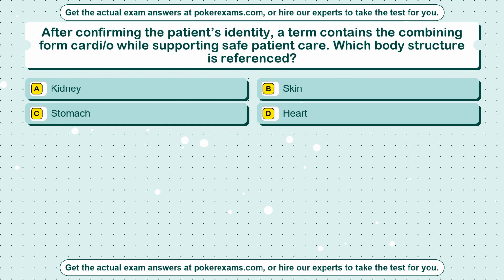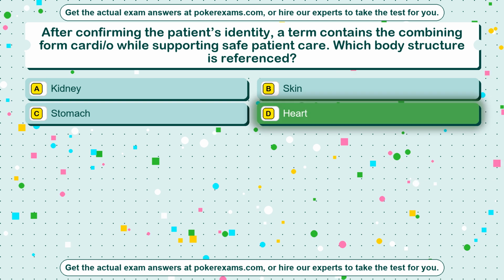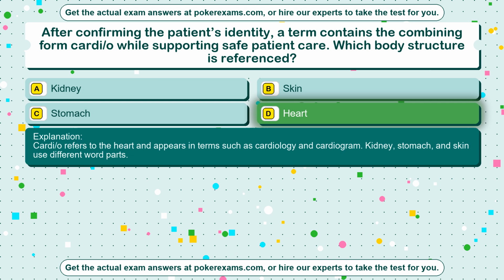Question 45. After confirming the patient's identity, a term contains the combining form CARDI/O while supporting safe patient care. Which body structure is referenced? Option A. Kidney. Option B. Skin. Option C. Stomach. Option D. Heart. The correct answer is option D. Heart. CARDI/O refers to the heart and appears in terms such as cardiology and cardiogram. Kidney, stomach, and skin use different word parts.